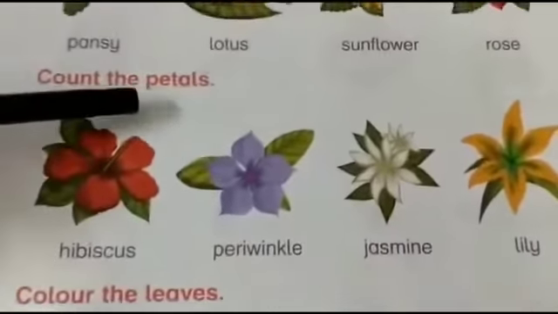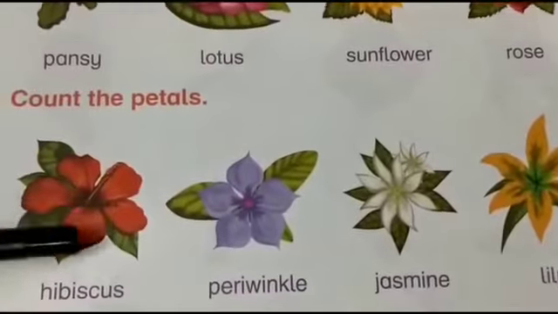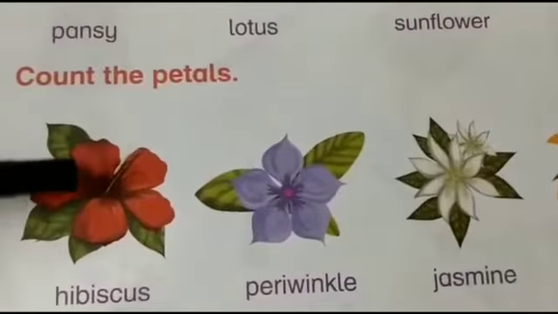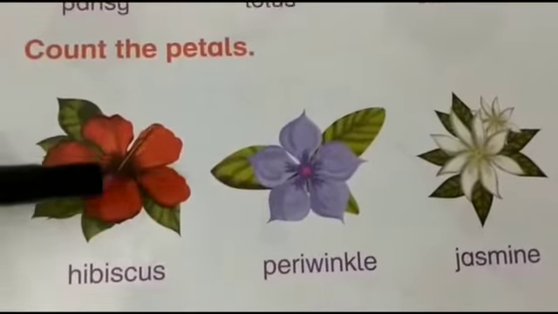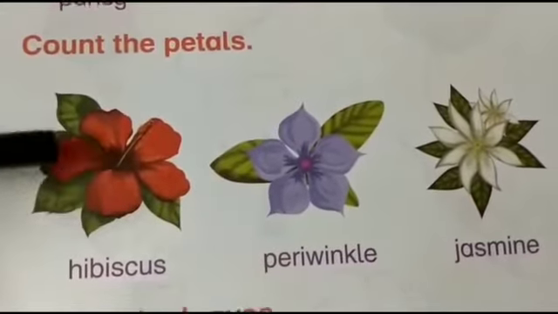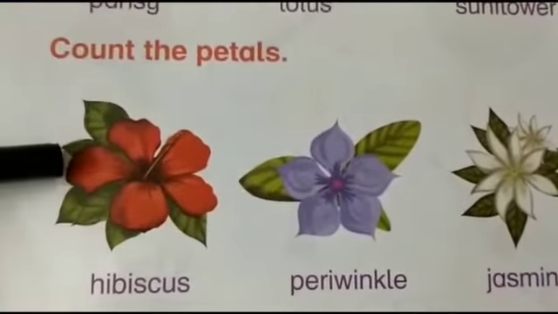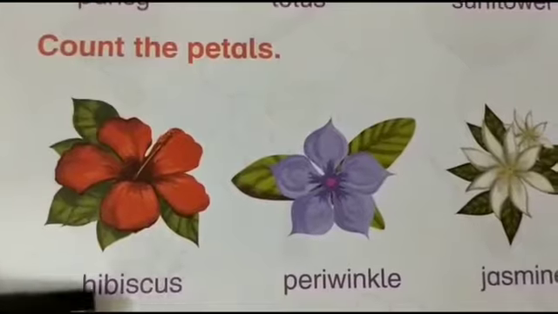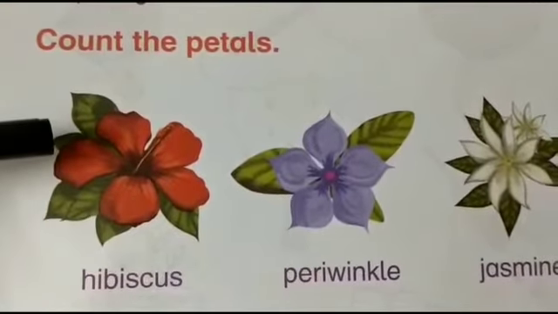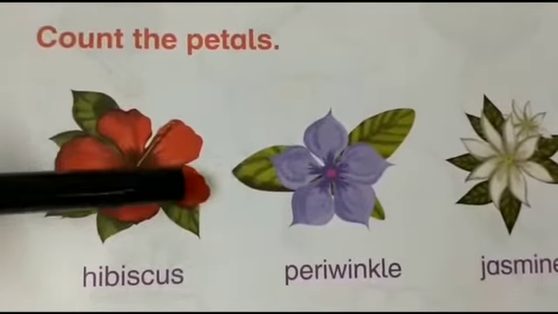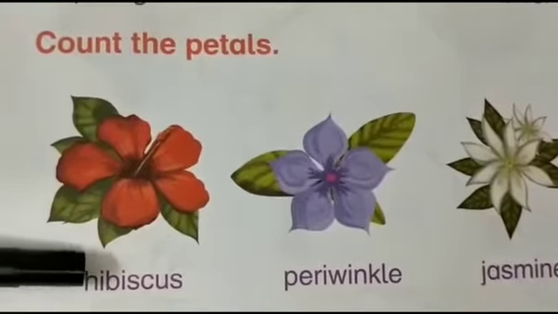Now count the petals. What are petals? These parts of the flower. The leaf-like parts of the flowers are called petals. So these petals you have to count. Hibiscus. The first one is hibiscus. Hibiscus has 1, 2, 3, 4, 5 petals.